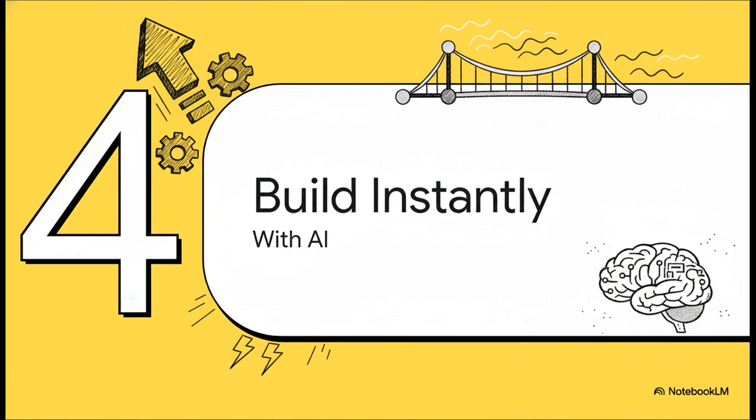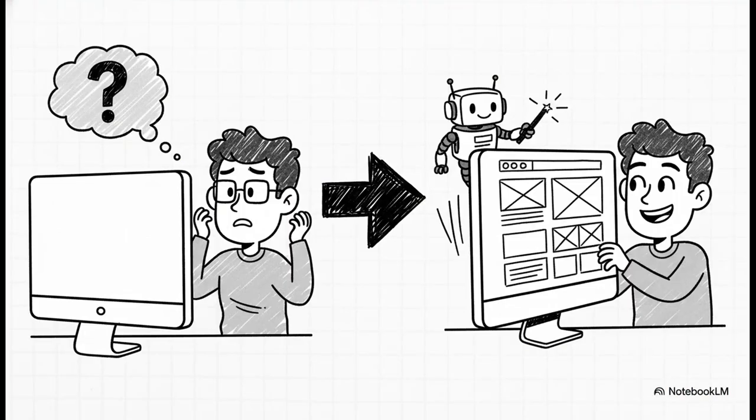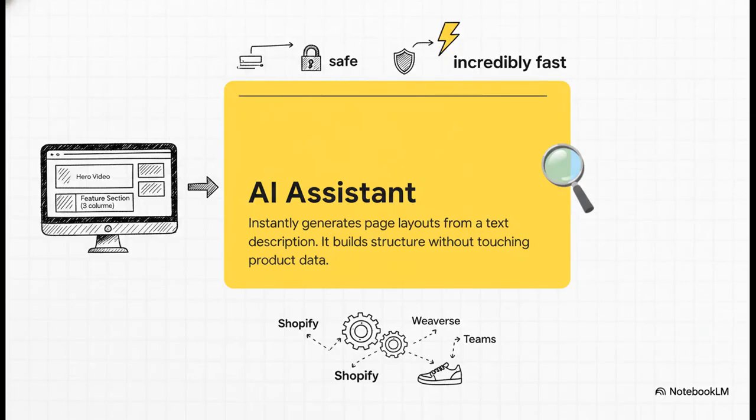But Weaverse goes a step further than just bridging the gap. It also aims to accelerate the entire development process right from the very beginning, using AI. The platform includes a feature they call the Instant Storefront Architect. You can think of it as an AI-powered assistant for developers and designers designed to totally eliminate that blank page problem. So how does it work? You can provide a really simple text description, something like a landing page for a new sneaker drop with a hero video and a 3-column feature section, and the AI will generate the entire page structure for you to start with. And the most important part is that it only builds the layout. It never touches your actual product data, making it a safe and incredibly fast way to prototype new ideas.